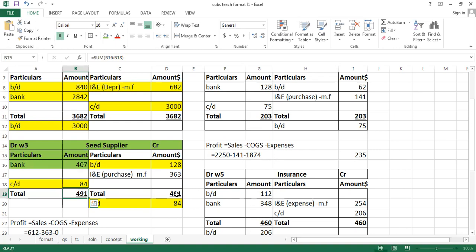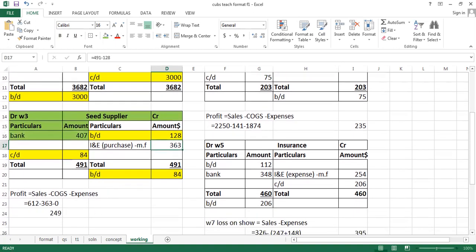The same total you write here. And from this total, if you subtract 128, you will get 363 as the missing figure. You write purchase and the missing figure, which means income and expenditure account. You need to indicate purchase and then put it as the missing figure. If I have gone too fast, you can pause the video and do it step by step.